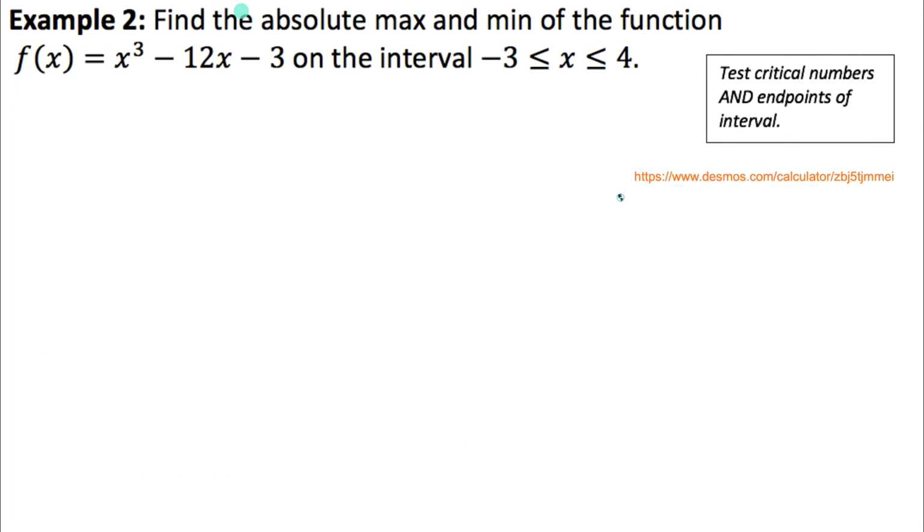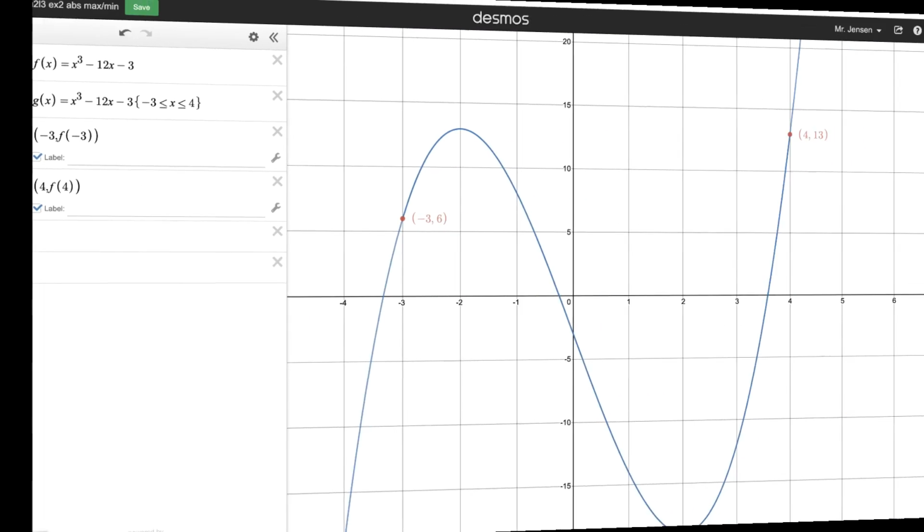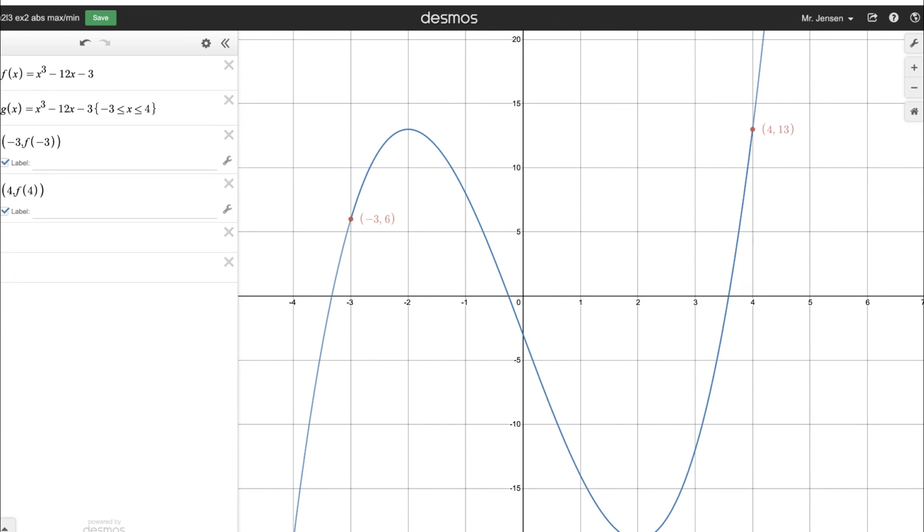So for example 2, find the absolute max and min of the function, this x cubed function, on the interval between -3 and 4, including -3 and 4. So let me just give you a visual representation of what we have and then explain to you what we're going to do. Okay, here's the x cubed function, but we want to limit the domain to be between -3 and 4. So there we go. We want to figure out what is the absolute max and min of this function in that domain.